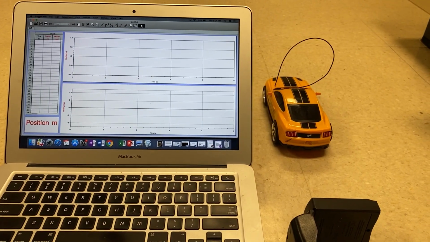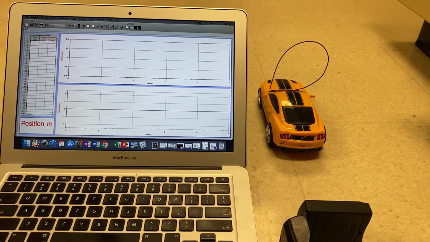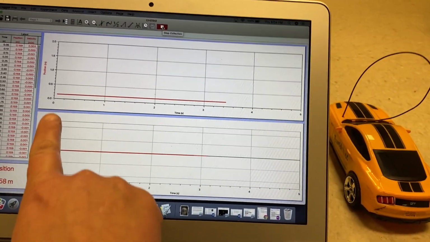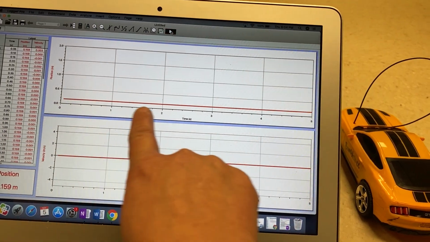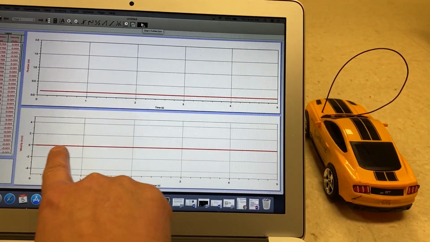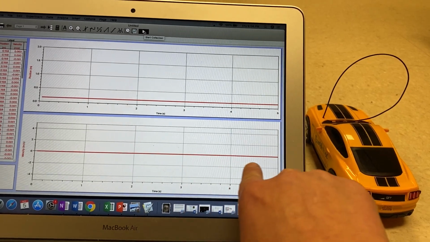This one, I'm not going to have the car move at all, and you'll be able to see what that does to the graphs. So notice our position stays the same, and our velocity is nothing. There is no speed to the car, so it's going to be at 0 the entire time.